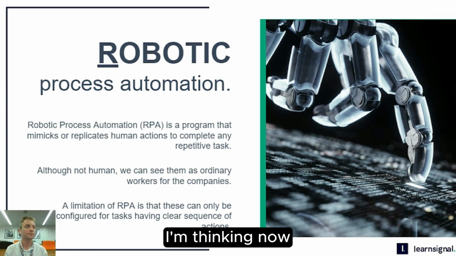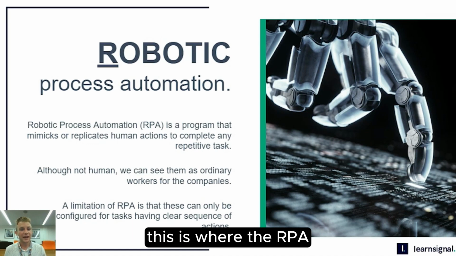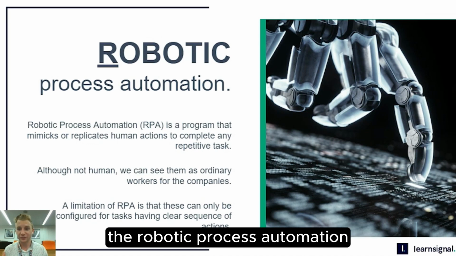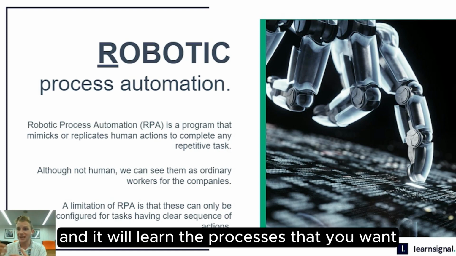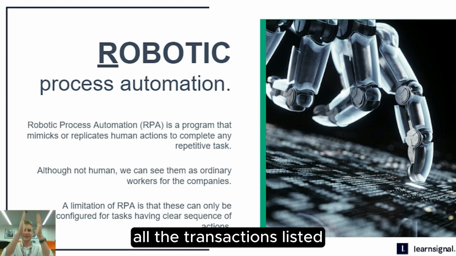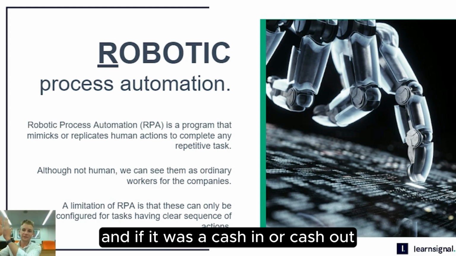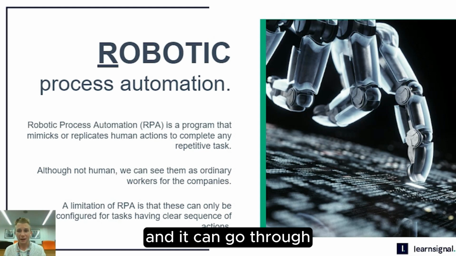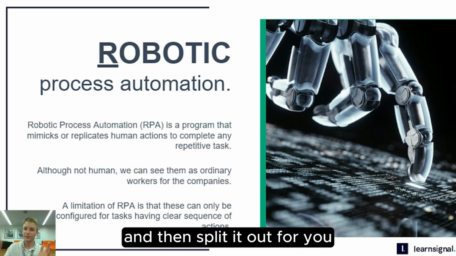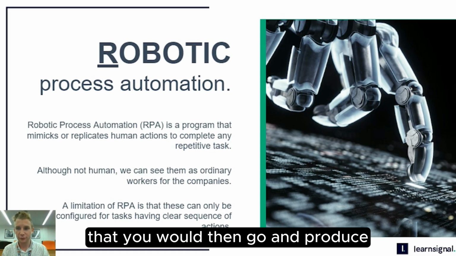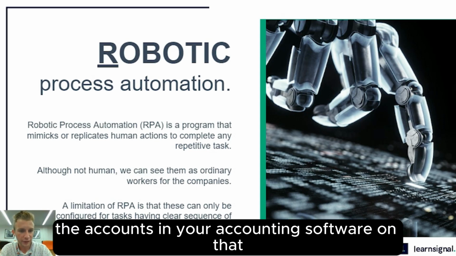I'm thinking now listing invoices, bank reconciliations. This is where the RPA, the robotic process automation, will get better, and it will learn the processes that you want, all the transactions listed, date, description, and if it was a cash in or cash out, and it can do that, and it can go through a bank reconciliation and then splurt it out for you, that you would then go and produce the accounts in your accounting software on there.